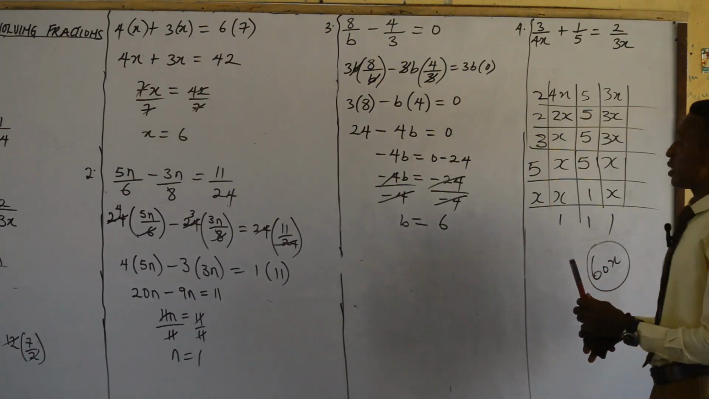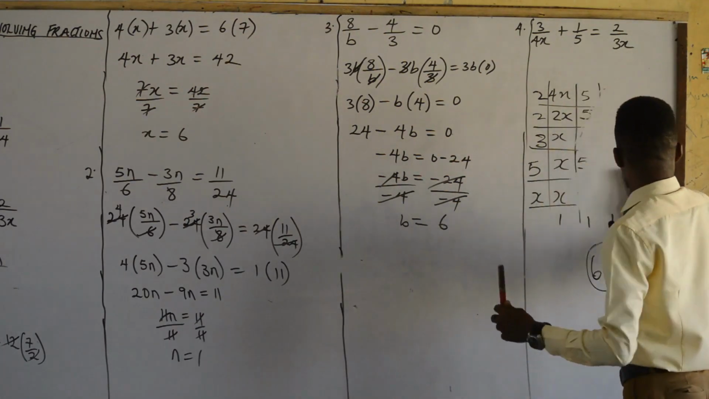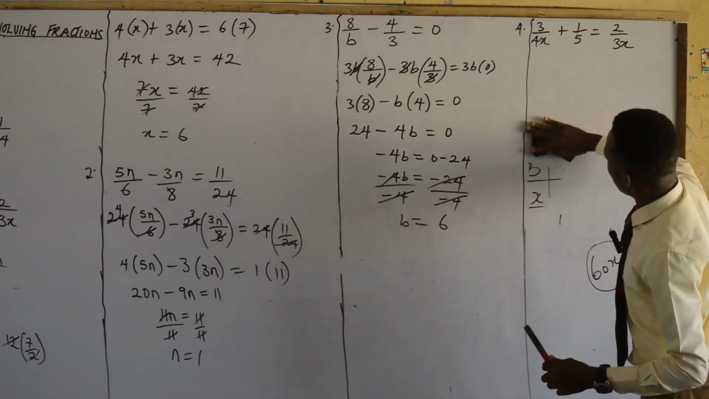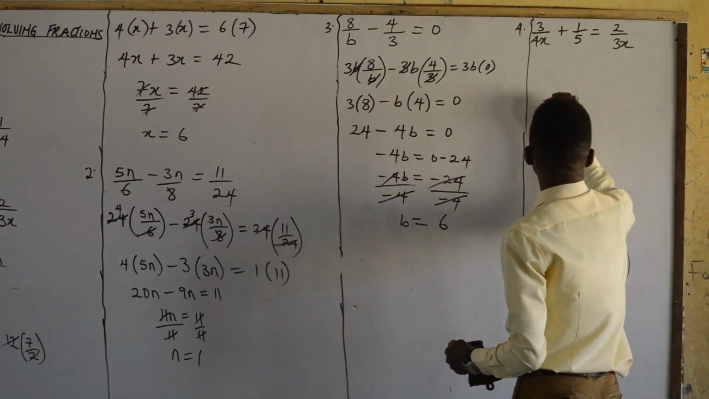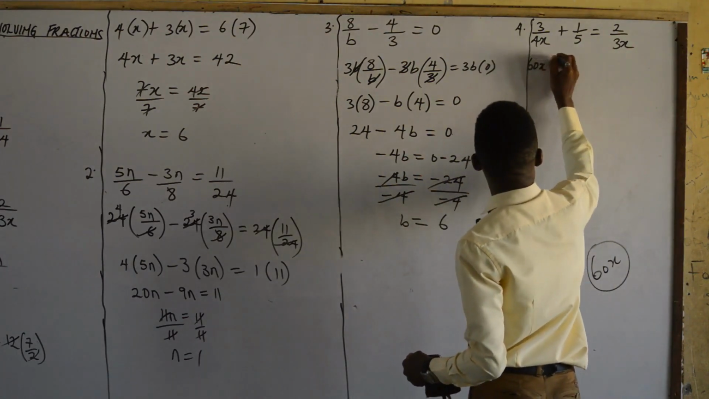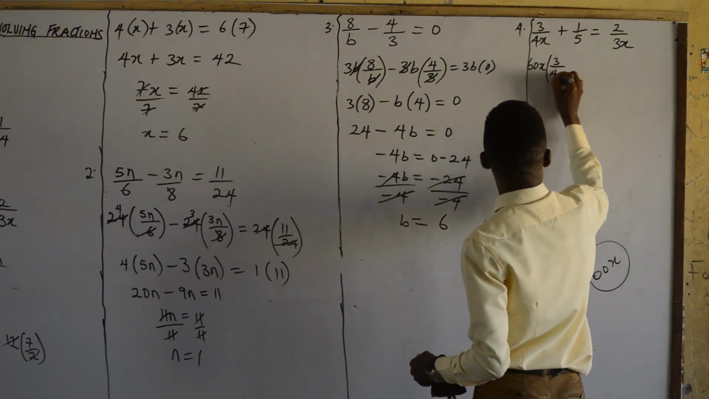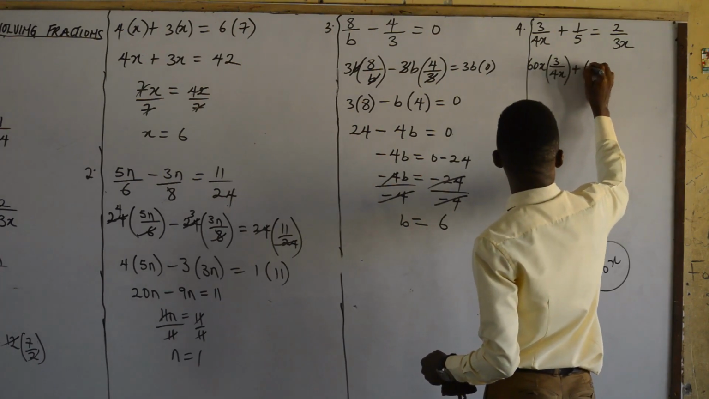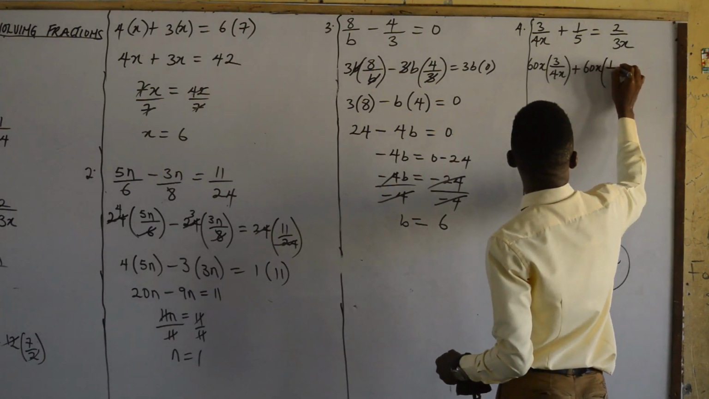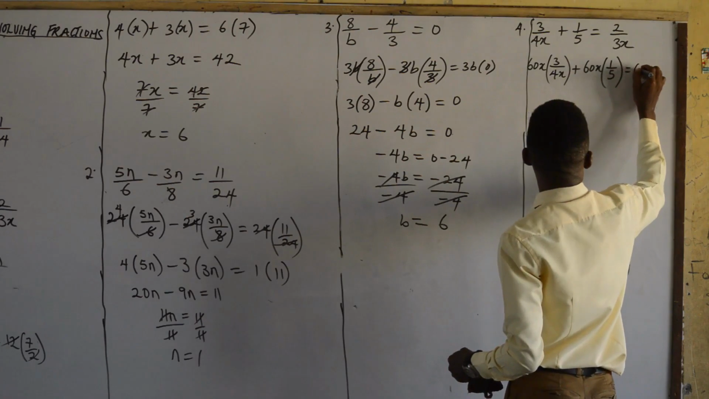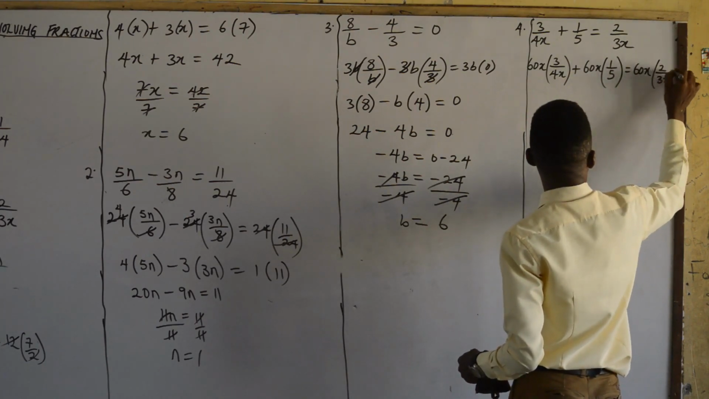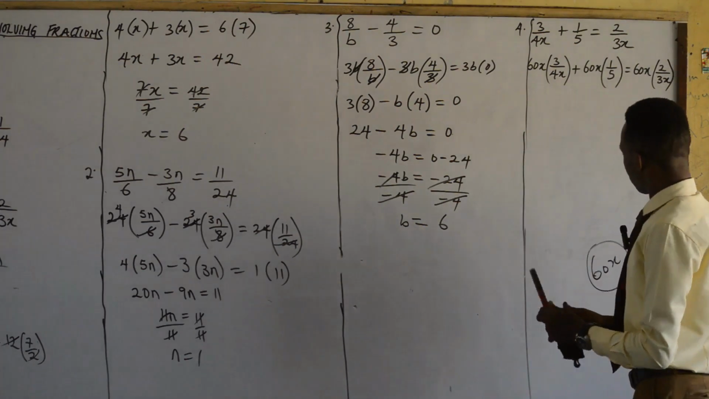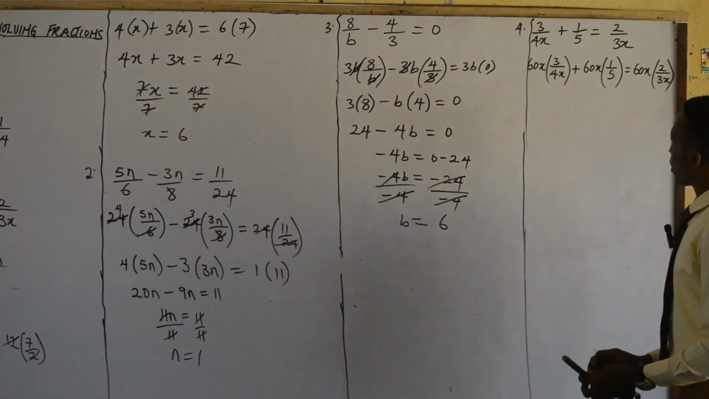Now, since you've gotten 60x, what we need to do now is use the 60x to multiply each of the values we have here. So that gives you 60x into bracket 3 divided by 4x, plus 60x into bracket 1 over 5, equals 60x into bracket 2 all over 3x. Now, let's see how we're going to be dividing it one by one.